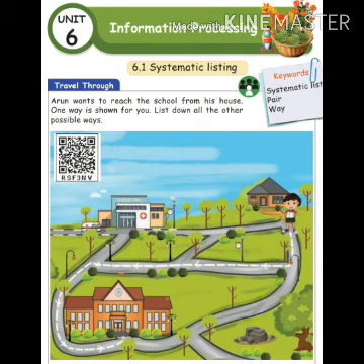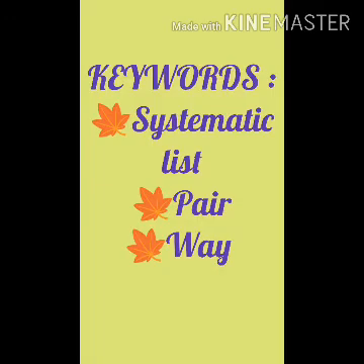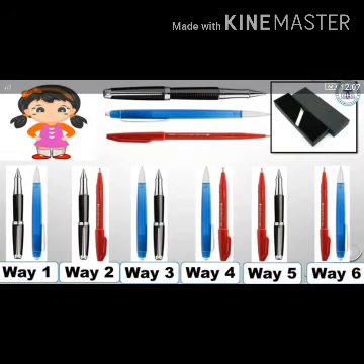We learned about systematic listing in our previous session. The keywords are systematic list, pair, way. I think you tried and found all the possible ways to place them in that gift box, right?